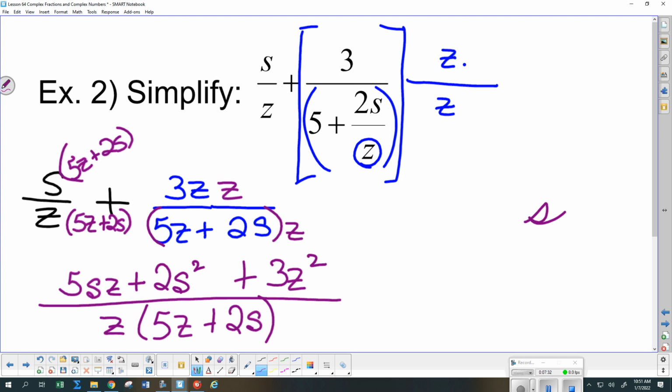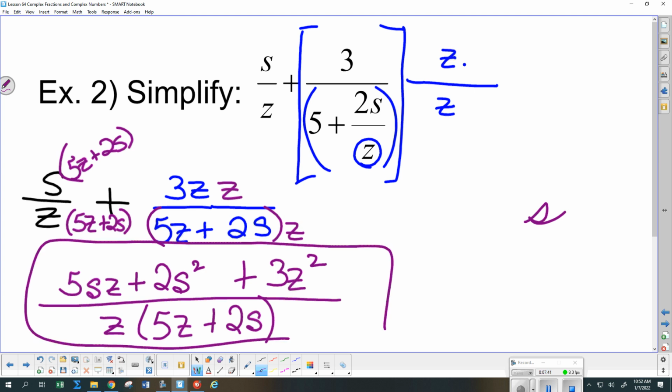Do I have any terms I can put together in the numerator? Do I have anything I can factor out? So I am finished, and this is my final answer. So questions with complex fractions, just think it through one piece at a time.